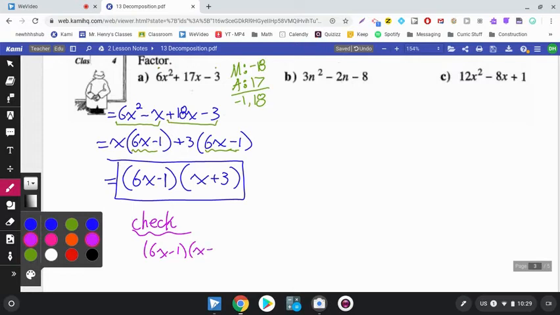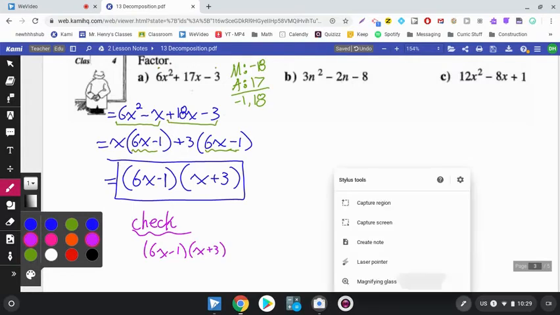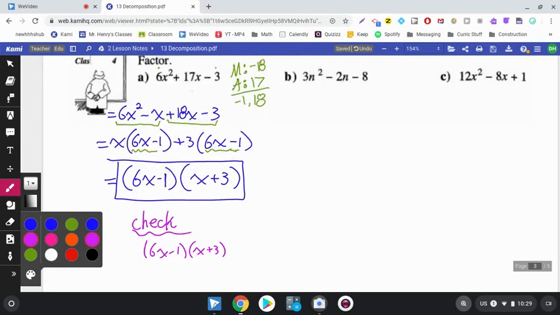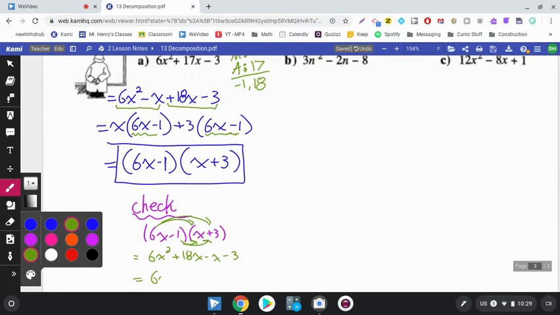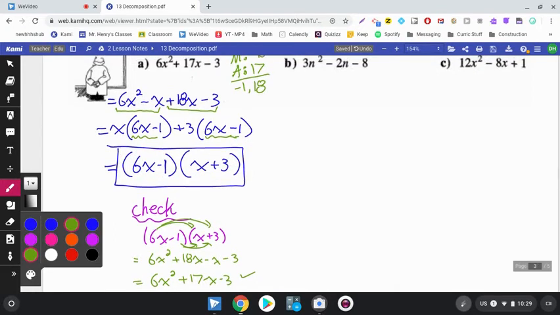The whole point of this is saying 6x minus 1 times x plus 3. That is supposed to give me the original thing I started with. So let's try. Okay, distribute, I get 6x squared plus 18x. And then I subtract 1x. And then I subtract 3. And that gives me 6x squared plus 17x minus 3. Hey, it worked. So these two factors, the factored version, multiply out to what I started with, so I know it's the correct answer. Which is great, which is what I'm hoping for.